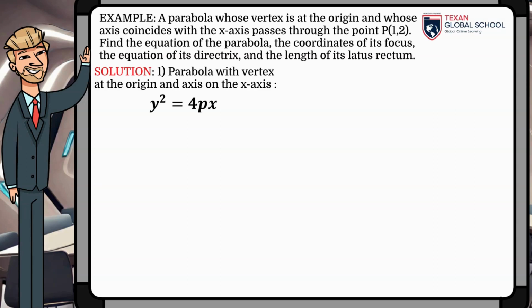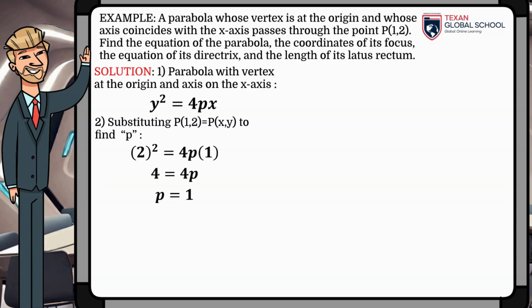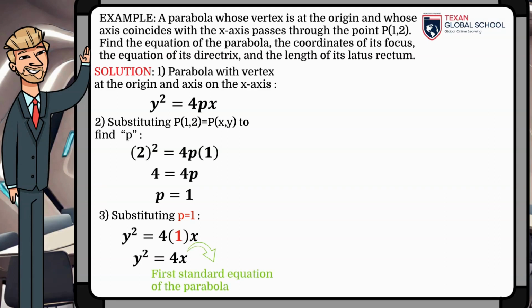Since the parabola has a vertex at the origin and its axis is on the x-axis, use the formula y squared equal to 4 times p, x. Directly substitute the values of the given point into the equation to obtain a value of p equal to 1. Now, substitute the value of p to obtain the first standard equation of the parabola, which is y squared equal to 4x.